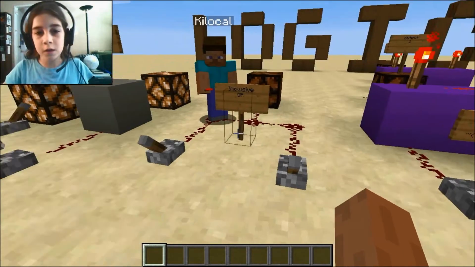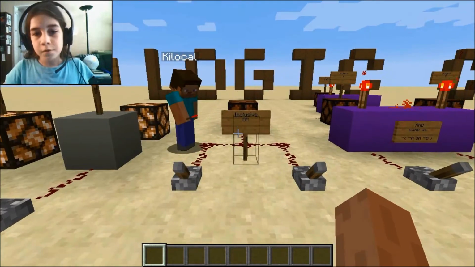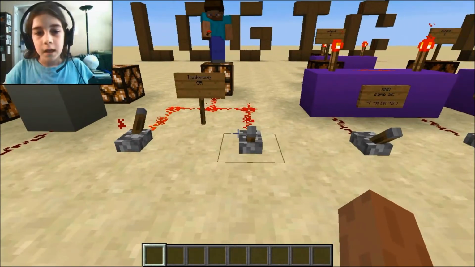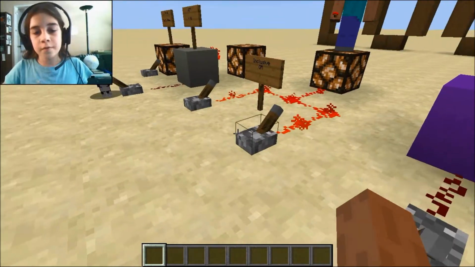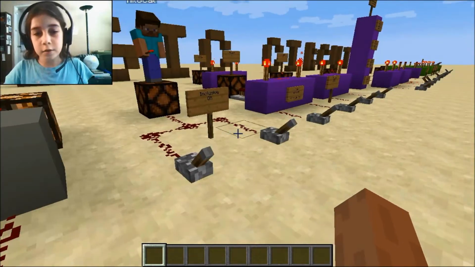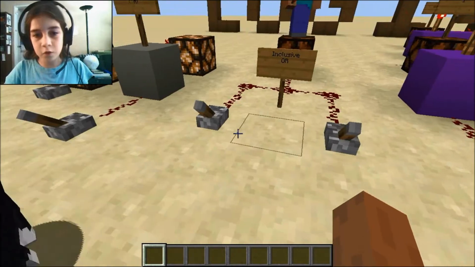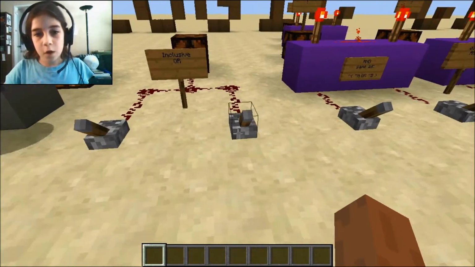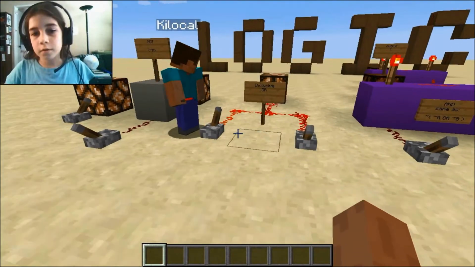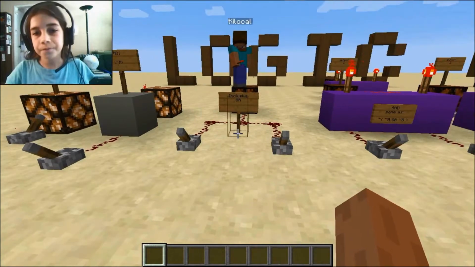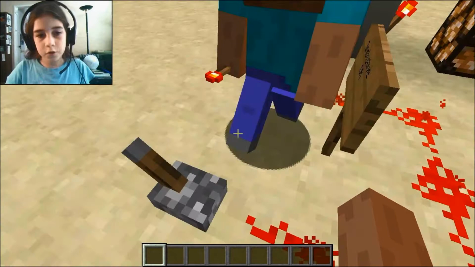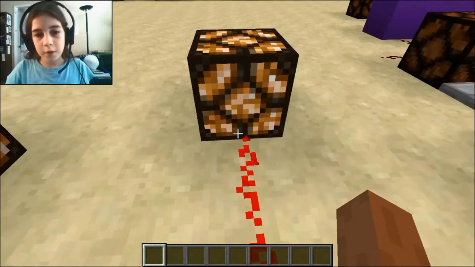Now here is the inclusive OR. So inclusive means that it includes something. And here an inclusive OR includes if both of them are on. And it does not turn on if both of these are off, but if one or the other is turned on, then it would also turn on. So there's the inclusive OR. It's just two of the levers pointed into the redstone lamp.